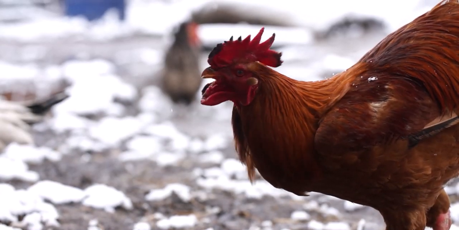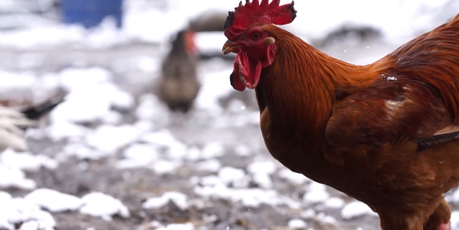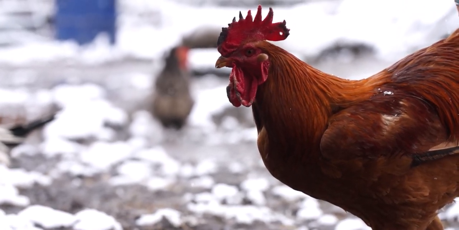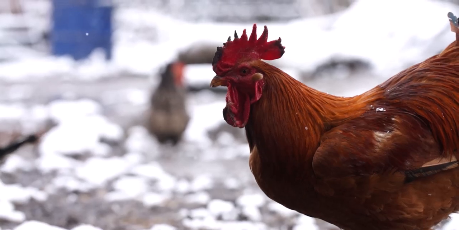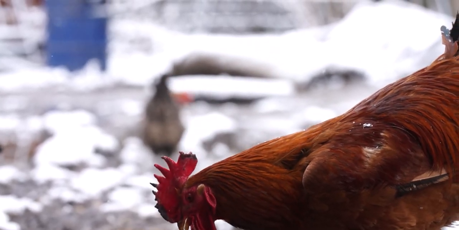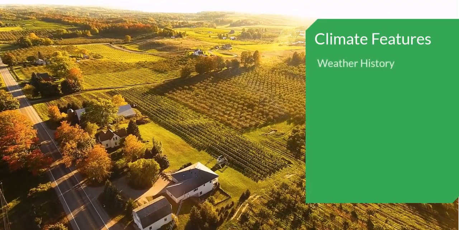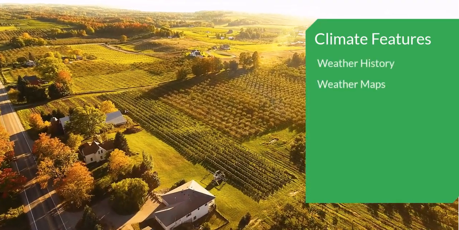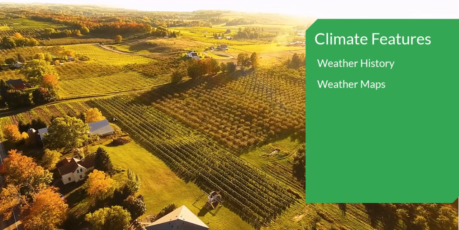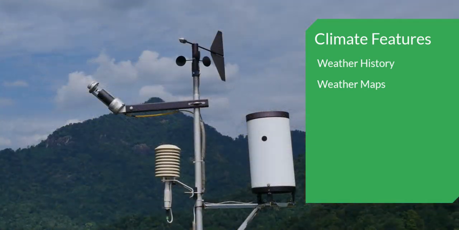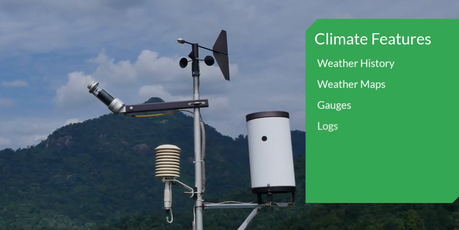We know that data can sometimes be hard to read and capture, though, so we've created a subsection of Farmbrite devoted to recording and visualizing climate data trends at your farm. There are four main climate features in Farmbrite: the weather history and weather map that come preloaded with data for our US customers, and two that allow you to track your own data, gauges and climate logs, that are available worldwide. Let's jump into the software and take a look.